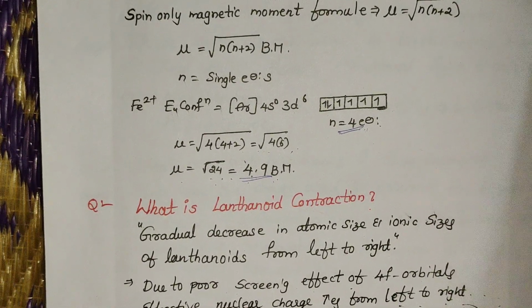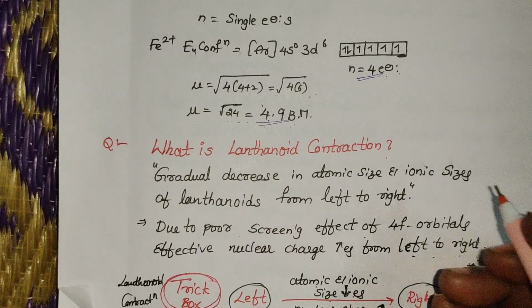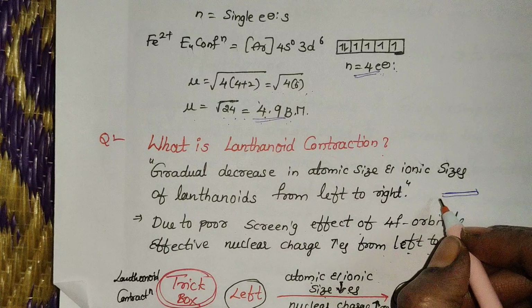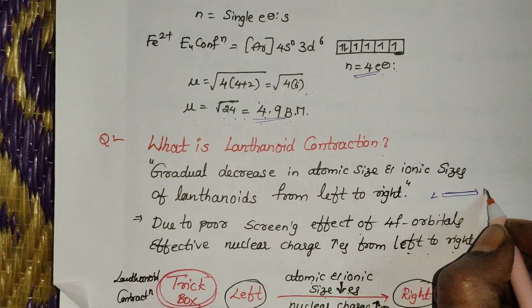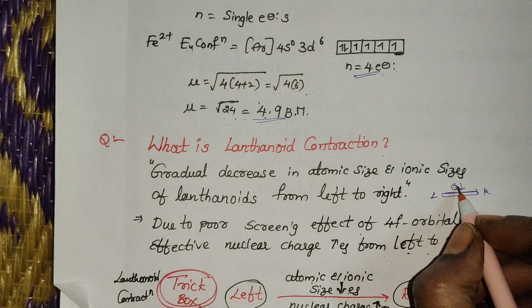Okay, next, what is lanthanide contraction? It is the gradual decrease in atomic size and ionic sizes of lanthanides from left to right. Okay, especially for lanthanides, here we are taking a period, right? Here in the period, from left side to right side, what happens? Atomic size and ionic sizes decrease from the center to the outermost shell. The radius is called atomic size.